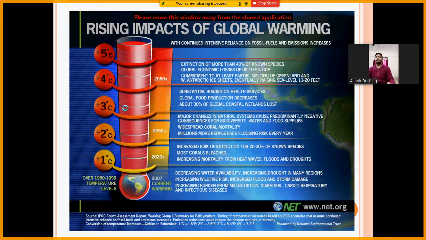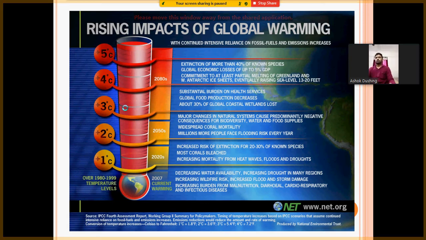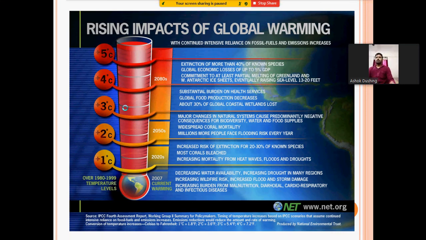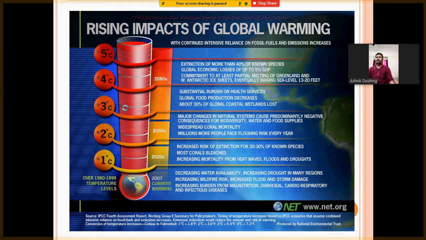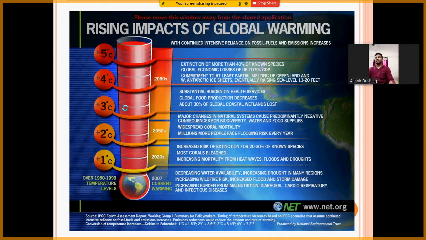Substantial burden on health services. Global food production decreases, and about 30% of global coastal wetland is lost. Major changes in natural systems cause predominantly negative consequences for biodiversity, water and food supplies, widespread coral mortality, and millions more people face flooding risk every year up to the 2050s. There is increased risk of extinction for 20 to 30% of known species, most of coral bleaching.